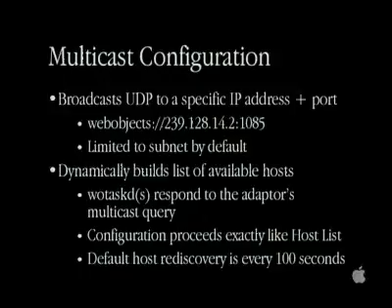The multicast configuration. Broadcast UDP to a specific IP address and port number. In this case, the specific IP address is a multicast address. This means that you can send out a single packet, and applications that are configured to listen on the local subnet will hear that. Multicast is limited to the local subnet by default. Most routers are configured not to pass this information, and most system administrators or IT departments won't want to configure it otherwise. And that's probably for the best.